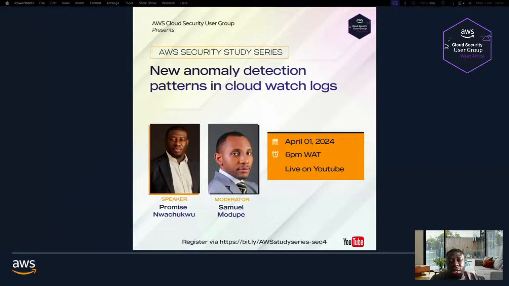All right, so today we are looking at an interesting topic. I call it interesting because it's one of those topics you hear people always mention over and over again, and it is none other than how you are able to detect anomalies in your logs. How you are able to detect anomalies in your log.